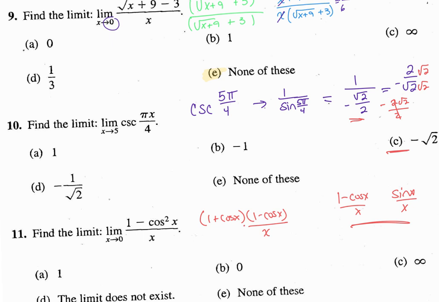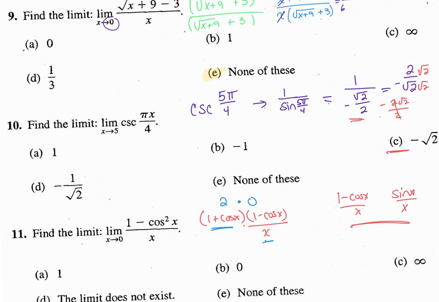Because of my rules of limits, it doesn't really matter what the limit of this is. I could plug in a 0. Cosine of 0 is 1. 1 plus 1 is 2. So the limit of this is 2. But the limit of this one is 0. So I end up with 2 times 0. So that is why my overall limit is 0 here. Right?